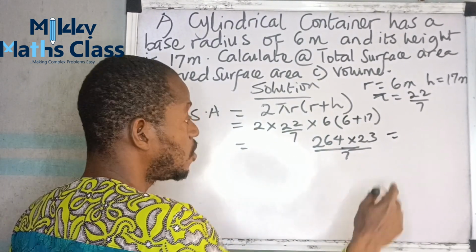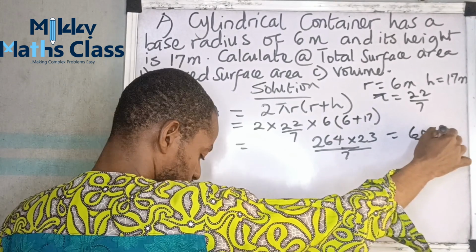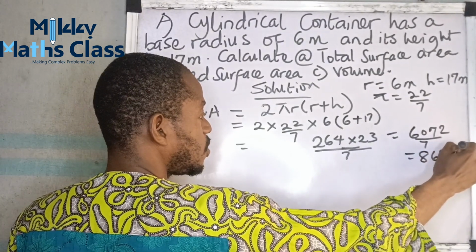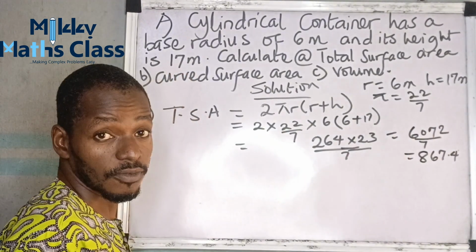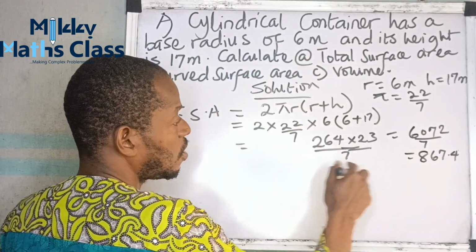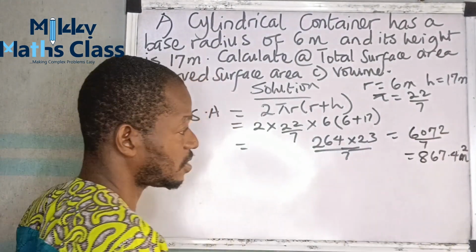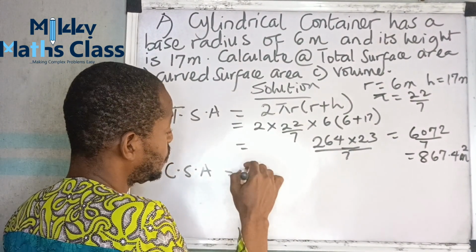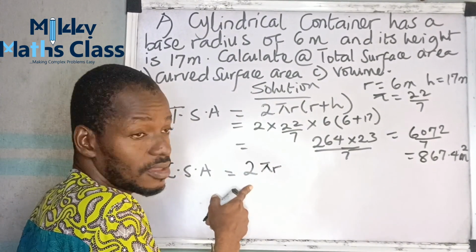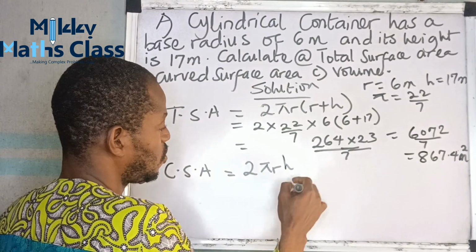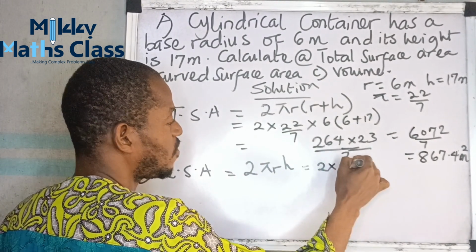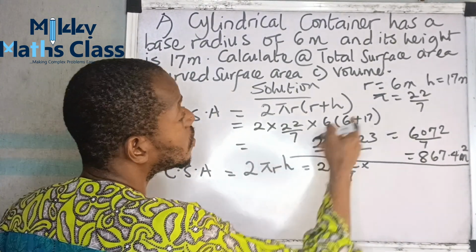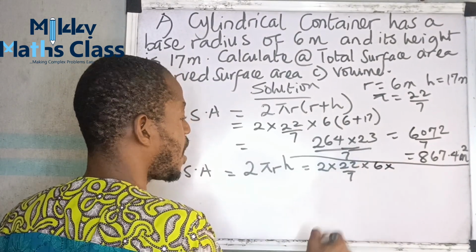This will give us 6072 over 7, which will give us about 867.43. Of course, you can put 0.4 to one decimal place. Of course, the squared units, that's meters squared. Number 2 says the curved surface area. The curved surface area, remember, is given by 2 pi, the circumference of the base, times the height, 2 pi rh. So this becomes 2 times, of course, pi is 22 over 7, times our r is, what's our r? 6, times the height is 17.